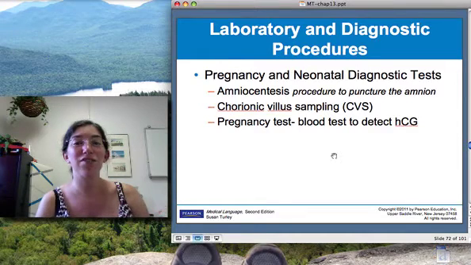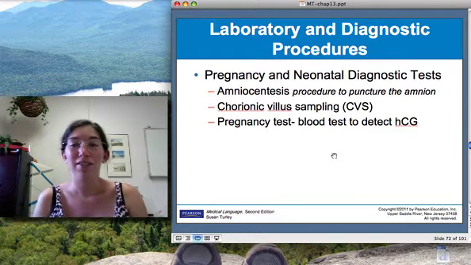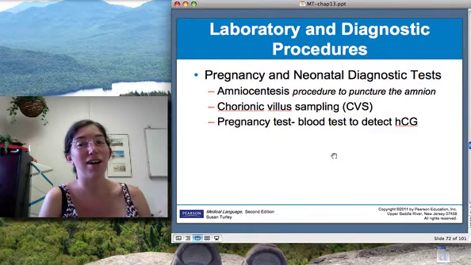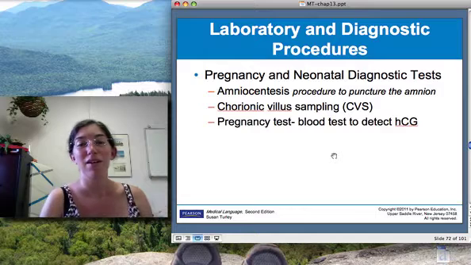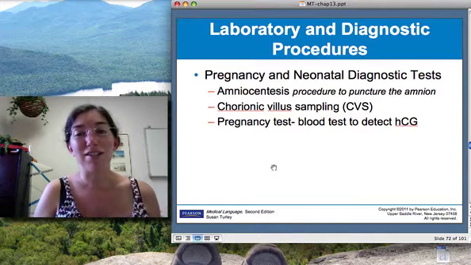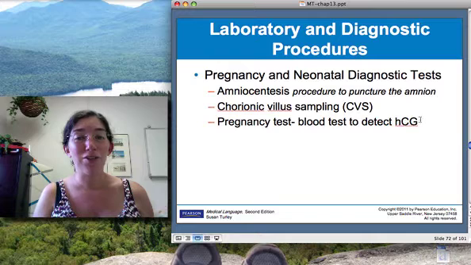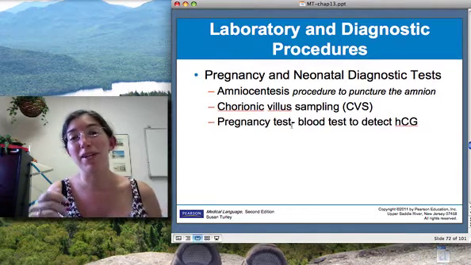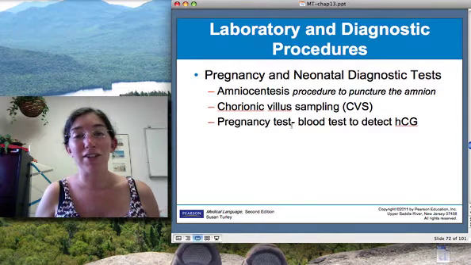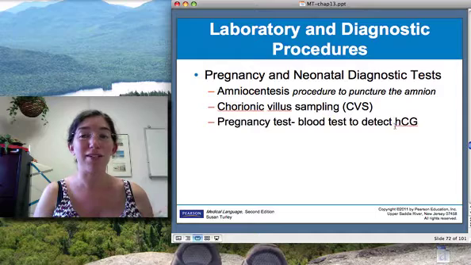Some lab procedures or diagnostic procedures related to obstetrics and neonatology, I suppose. Different types of testing during pregnancy. We talked a little bit about HCG, human chorionic gonadotropin, the hormone that you test for in a pregnancy test, whether it be a pee stick, a urine test, or a blood test. That's the hormone that they're looking for.